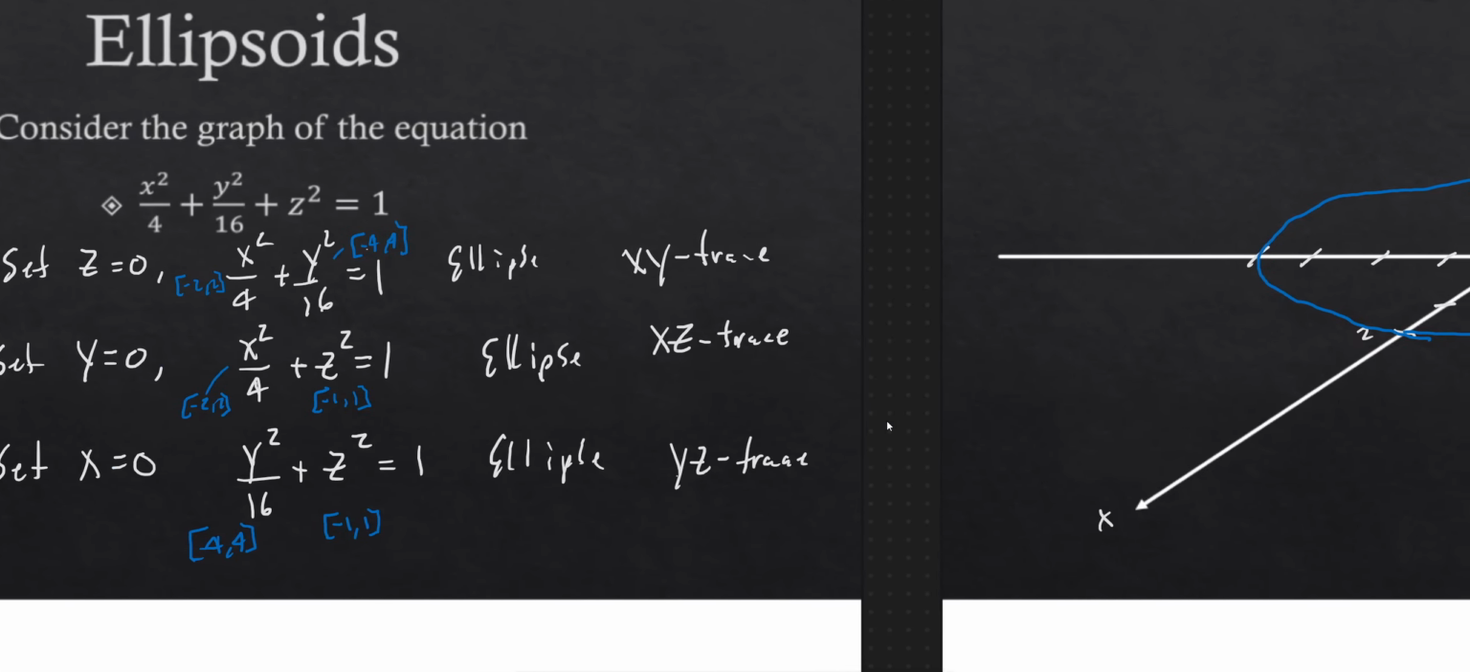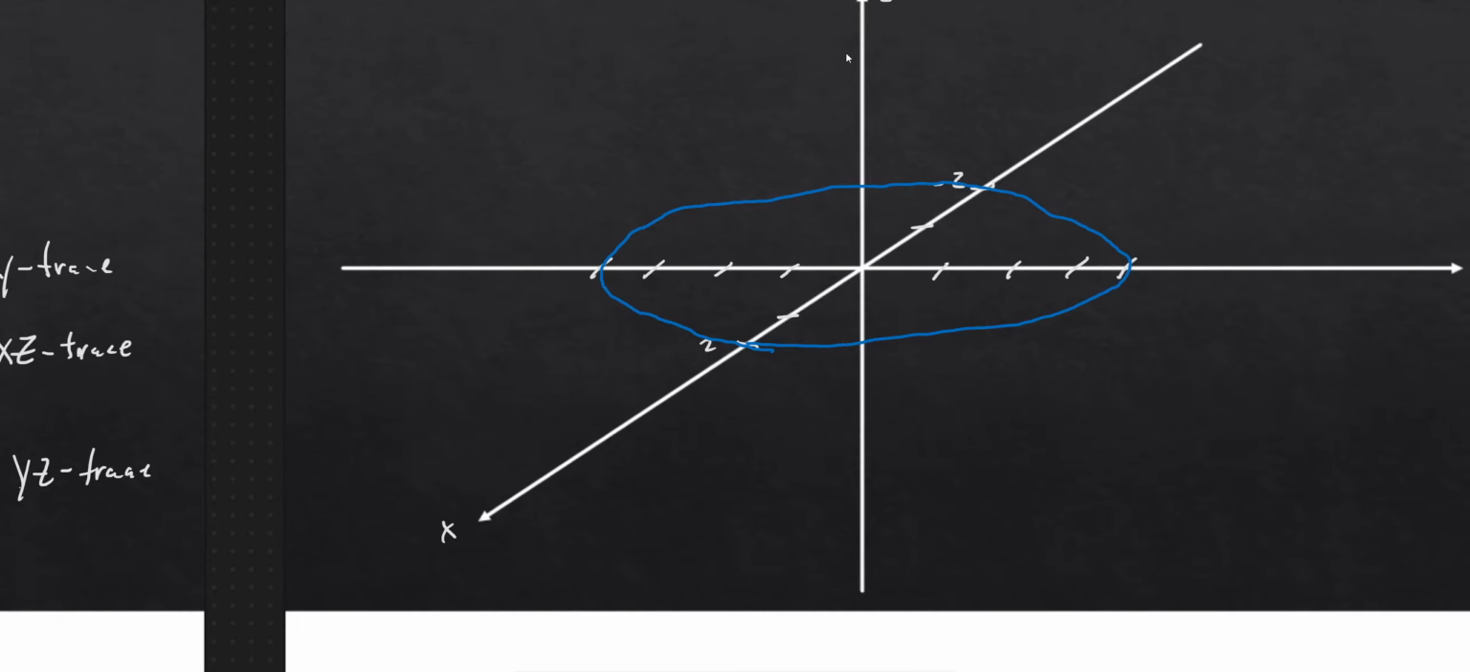X again goes between -2 and 2. Now Z goes between 1 and -1. So maybe I'll draw 1 here, and about the same distance down, -1 here. So in the XZ plane, we have another ellipse. I'm drawing this again in perspective, though. I'm going to use, let's say, red for this one, for the XZ trace.